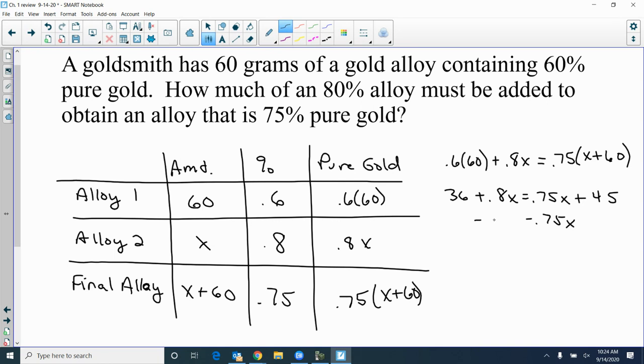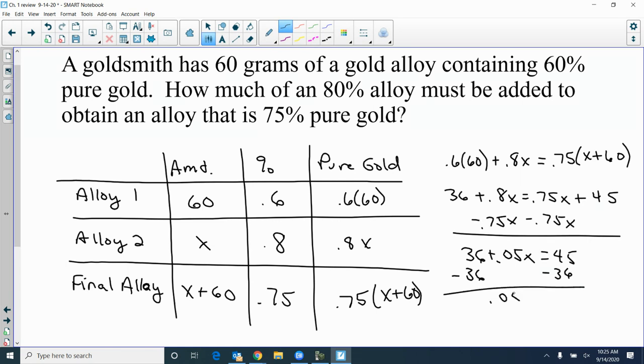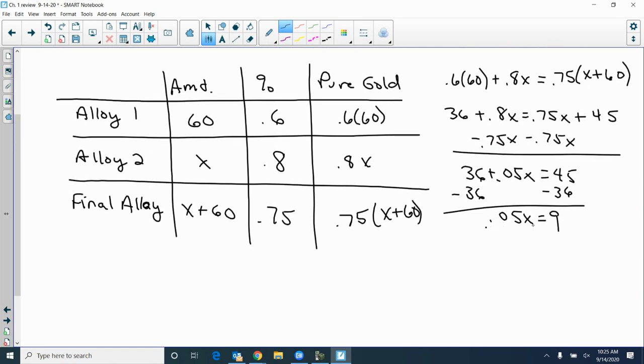Subtract 0.75X. That gives me 36 plus 0.05X equals 45. Subtract 36: 0.05X equals 9. Divide by 0.05, and that's where we get the 180.